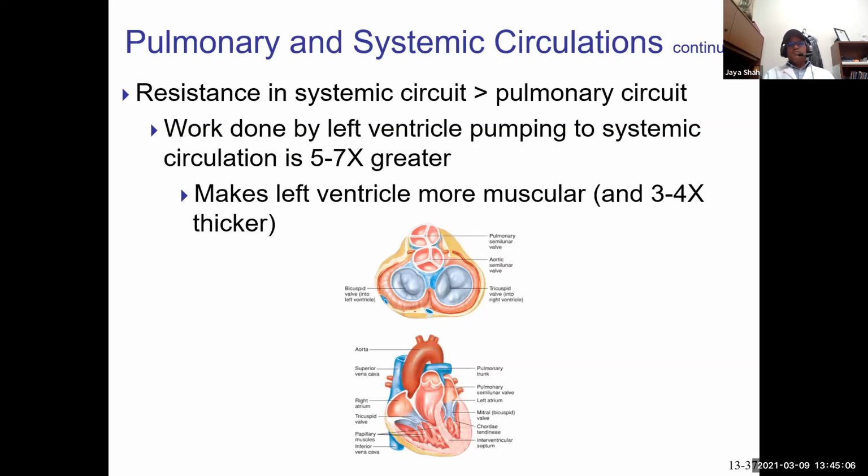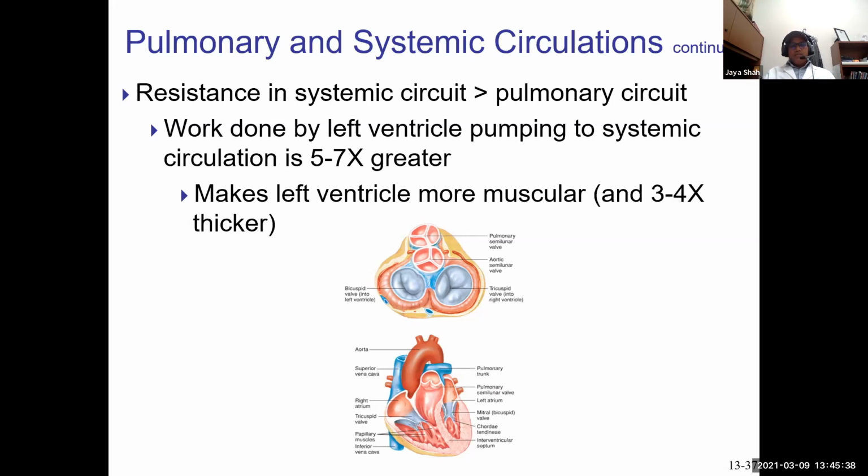Now the valves in the heart. Resistance in the systemic circuit is more than in the pulmonary circuit, because work done by the left ventricle pumping to systemic circulation is around 5 to 7 times greater. That's why it is 3 to 4 times more muscular, thicker. Which one is thicker? Left ventricle wall.